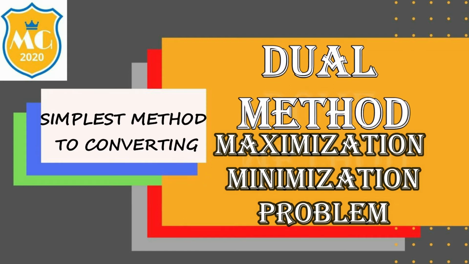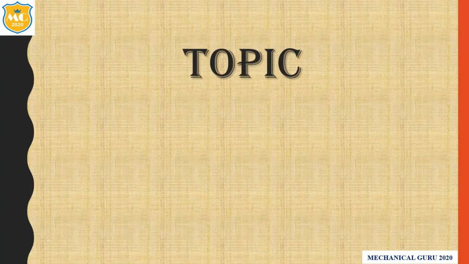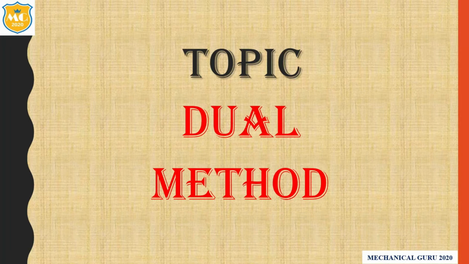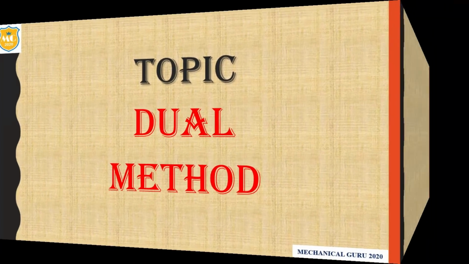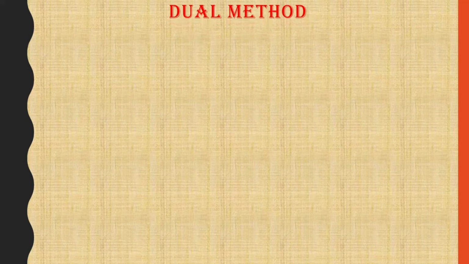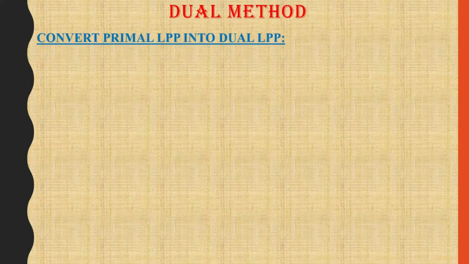Now I will go to the dual method. In today's video, we discuss the dual method or dual problem. First we understand the theory, then next we solve the example. First, convert the primal LPP into the dual LPP. Here we have to convert the primal LPP into the dual LPP. In that we have to follow some steps or points. Let's see them one by one.